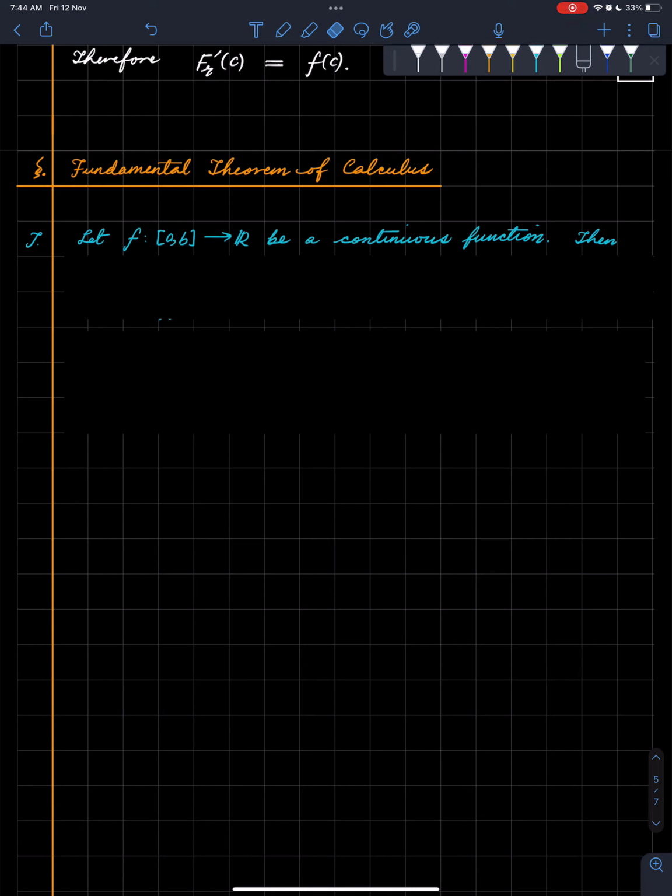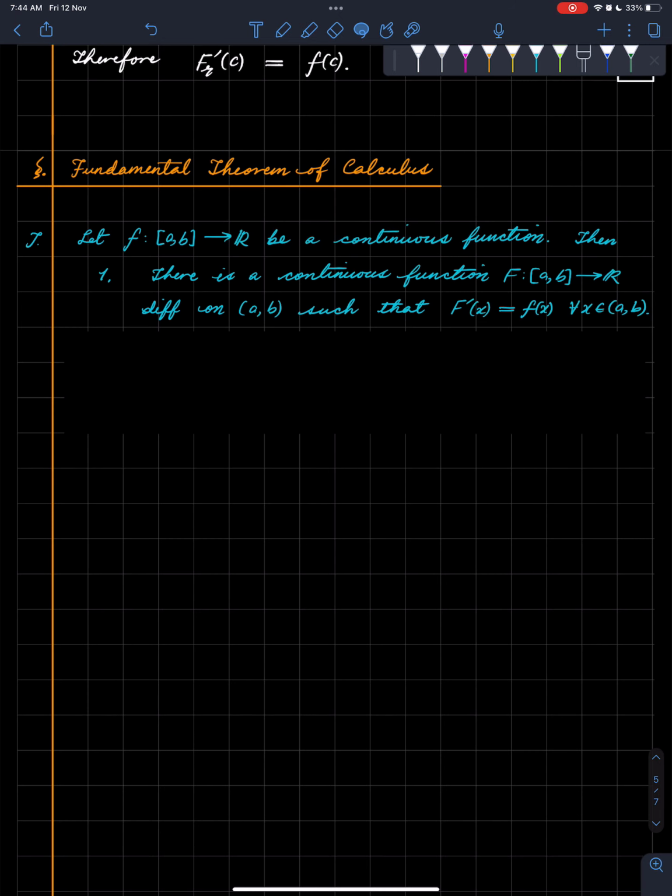Okay, so what we have is a continuous function. So then we will say two things: that there is a function capital F which is differentiable in the interior, such that the derivative of that function is equal to the original function throughout. The derivative at each point in this open interval is equal to the original function.